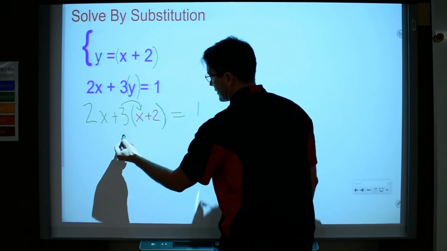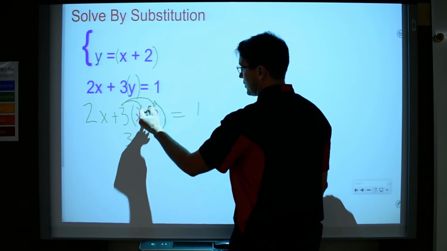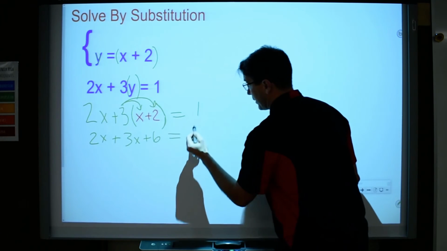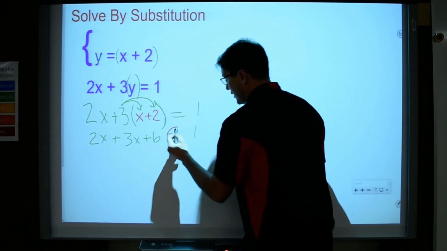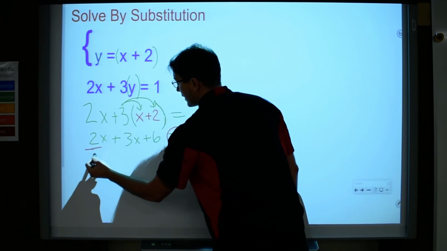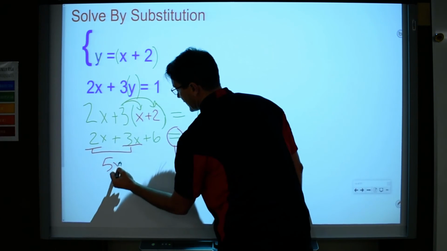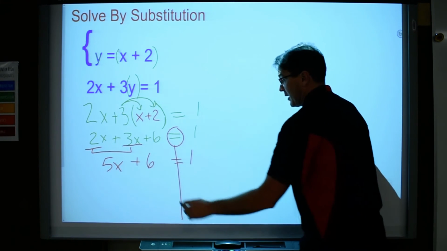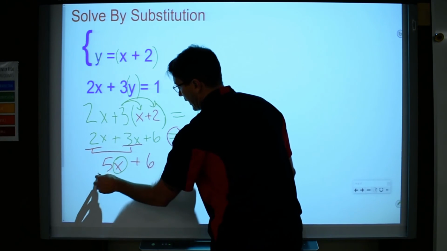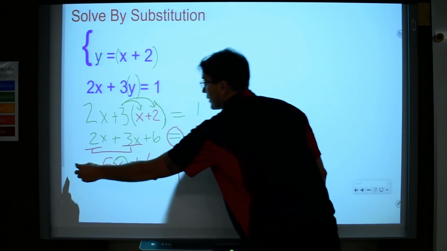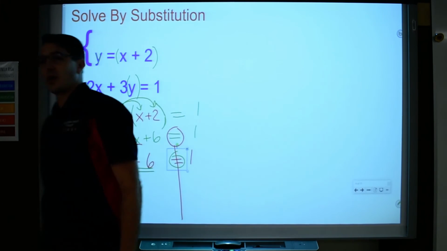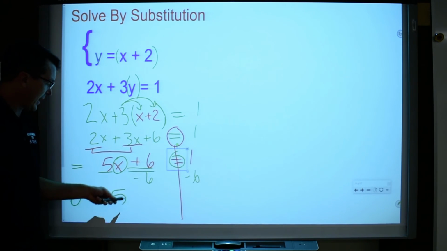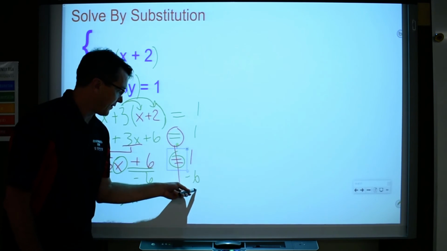3 times x is 3x. And 3 times 2 is 6. Bring down the 2x from the equation above. Now I'm ready to do some simplifying. 2x plus 3x is 5x plus 6 equals 1, right? Now I got to circle the equal sign, circle the variable, underline the coefficient, double underline the constant. 2, 1, 0 is how you solve an equation. To do that, I'm going to go minus 6. Minus 6, I get 5x equals negative 5.